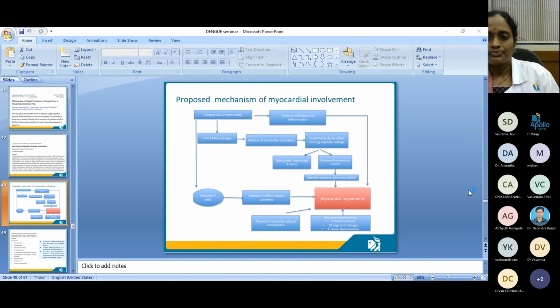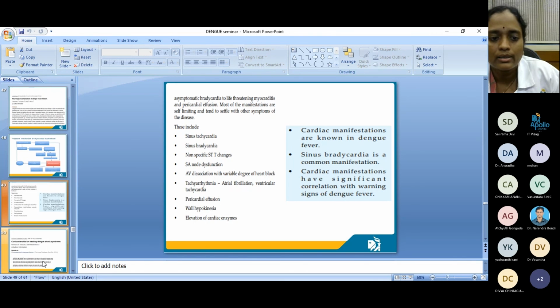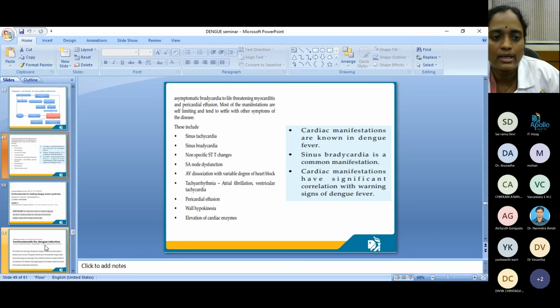All these things result in many arrhythmias: sinus arrhythmias, sinus bradyarrhythmias, tachyarrhythmias, prolongation, ST depression. But most common, what we see in all the patients, is sinus bradycardia. So you have brady-tachyarrhythmias, ST changes, SA node dysfunction, AV dissociation, atrial fibrillation, tachycardias, pericardial effusions, and wall hypokinesias. But the most common is sinus bradycardia.